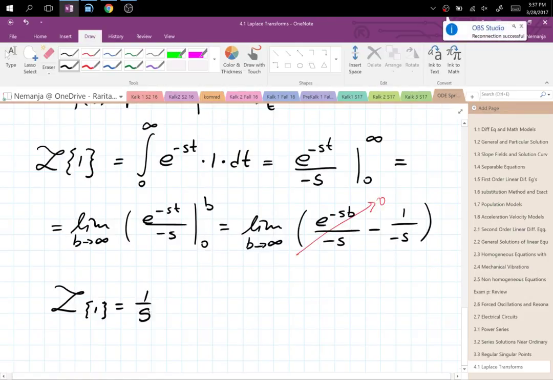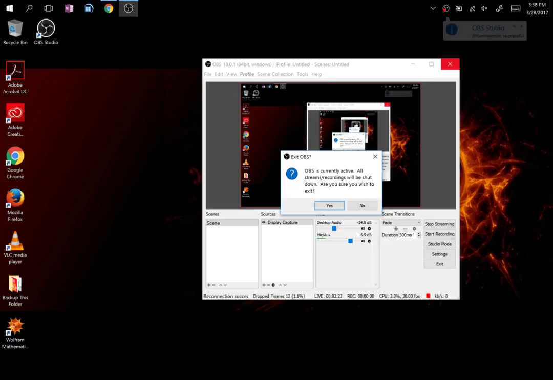I hope you understand that what we are doing here is transforming one type of function into another type of function. So Laplace transform, and we should keep track of these things.